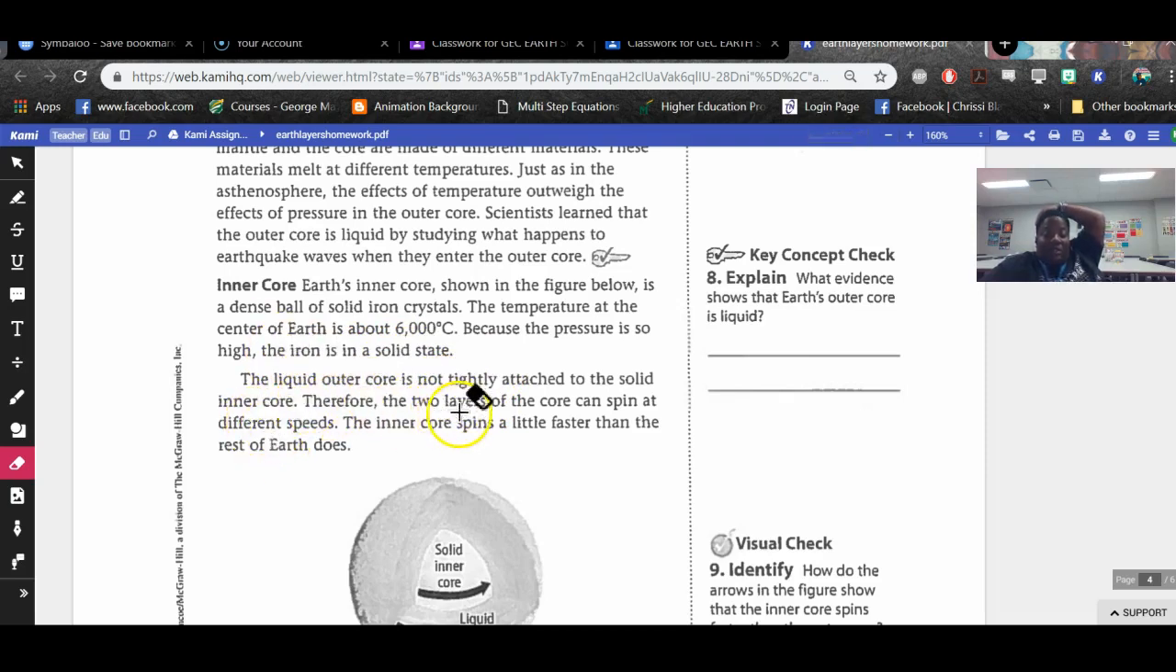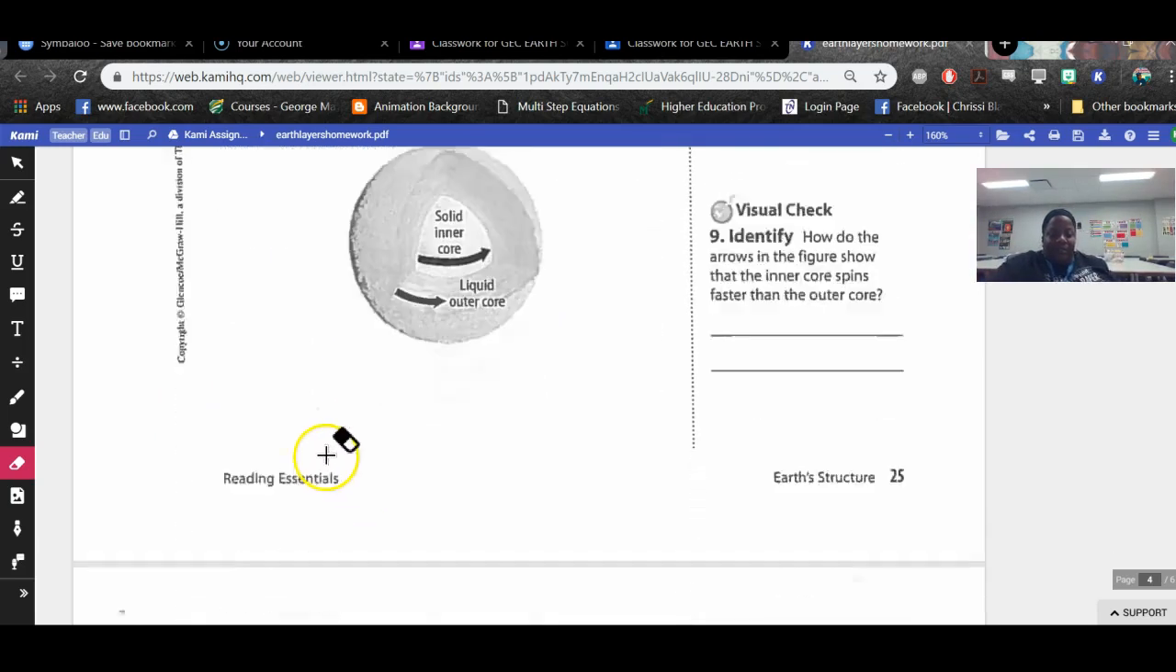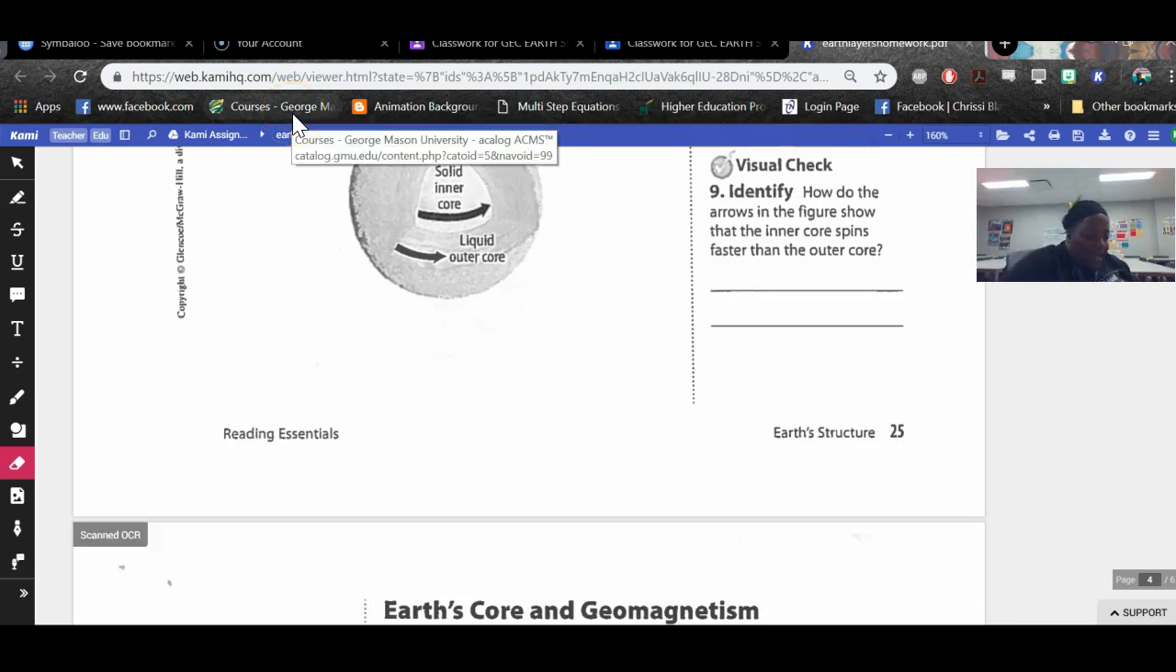The liquid outer core is not tightly attached to the solid inner core. Therefore, the two layers of the core can spin at different speeds. The inner core spins a little faster than the rest of the Earth does. So remember, we were talking about last week how the inner core spins faster than Earth rotates.